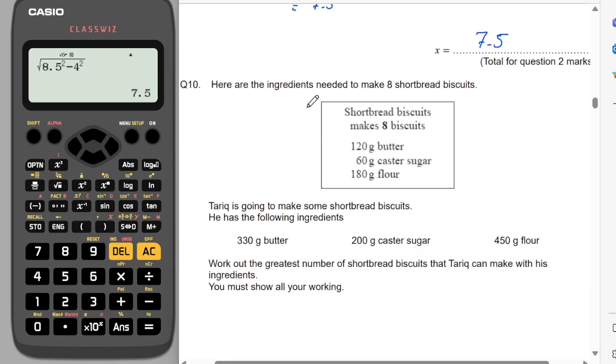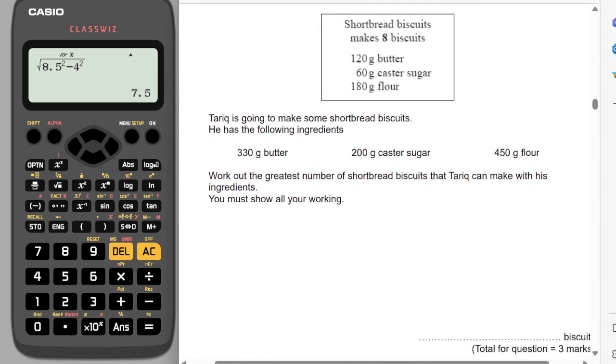Okay, question 10. Here are the ingredients to make 8 shortbread biscuits. Tariq is going to make some shortbread biscuits. He has the following ingredients. Work out the greatest number of shortbread biscuits that Tariq can make with these ingredients. You must show how you got your working. So I'm going to stick with my batches for this. So I'm going to say that this is the recipe to make 8 batches. How many batches of that recipe can I make?